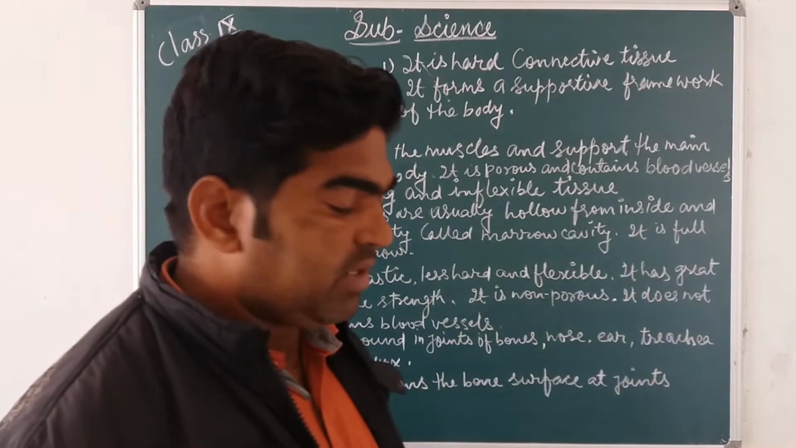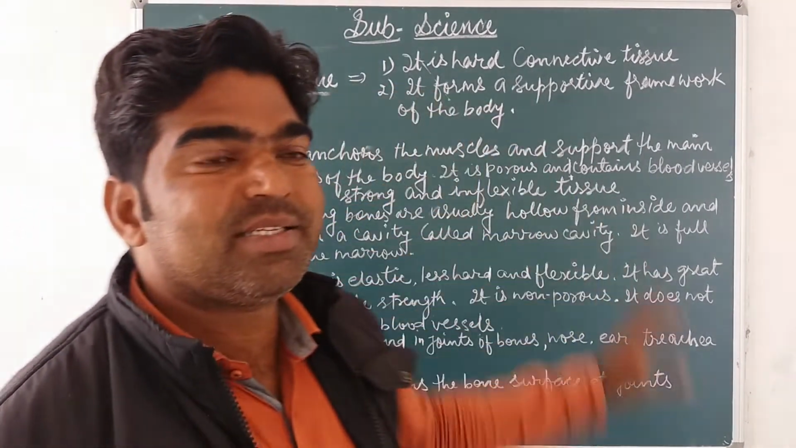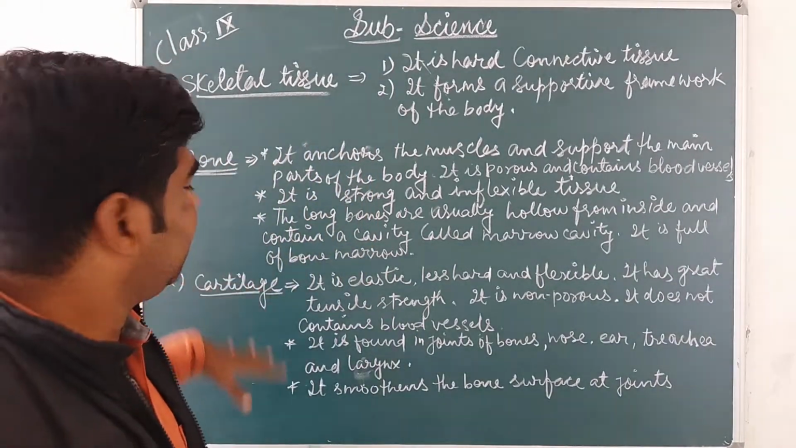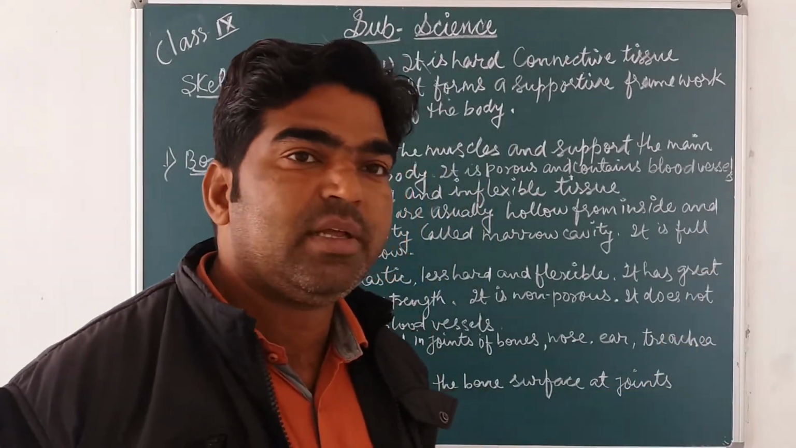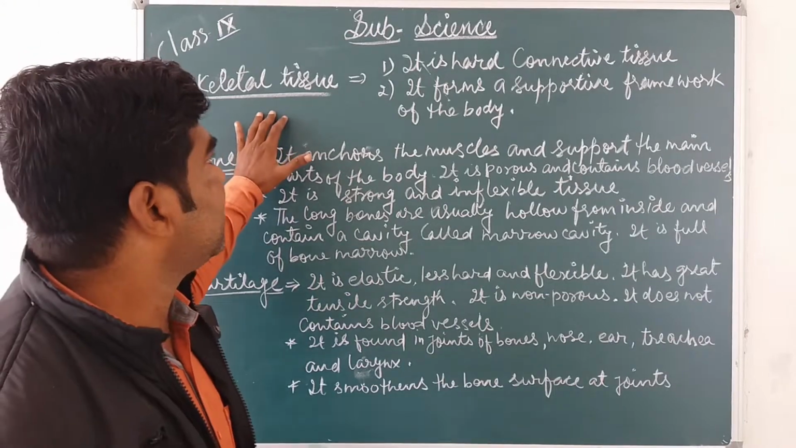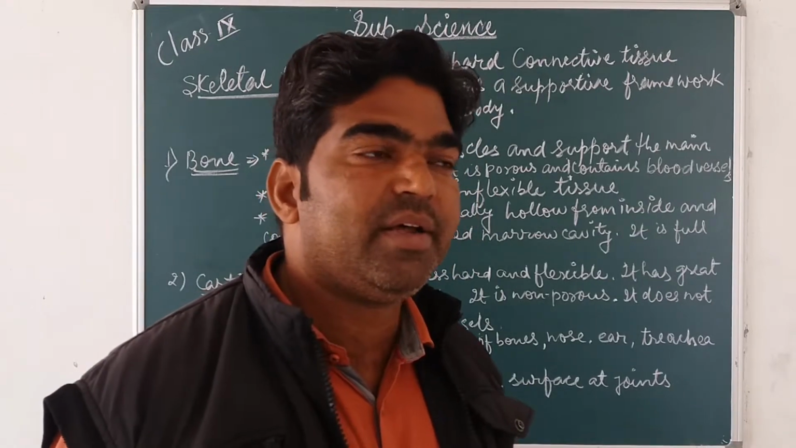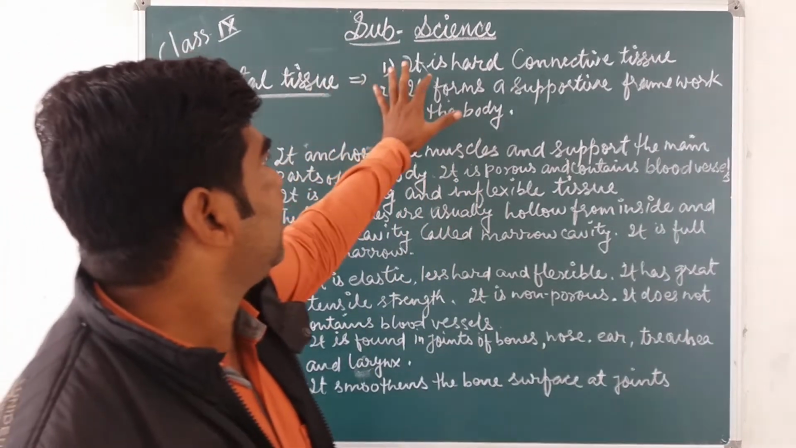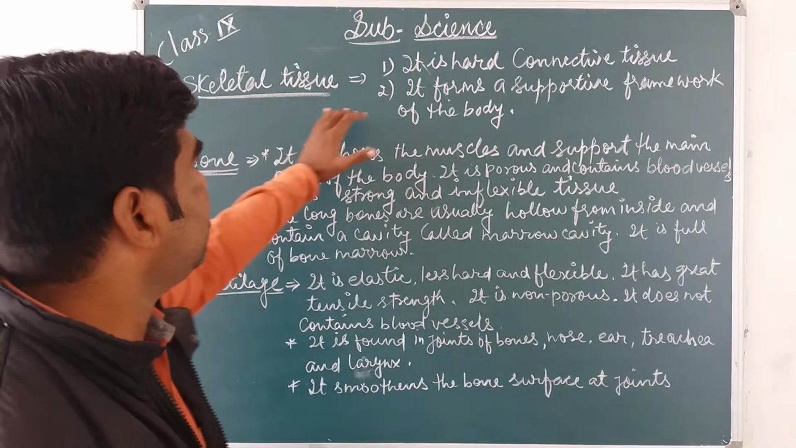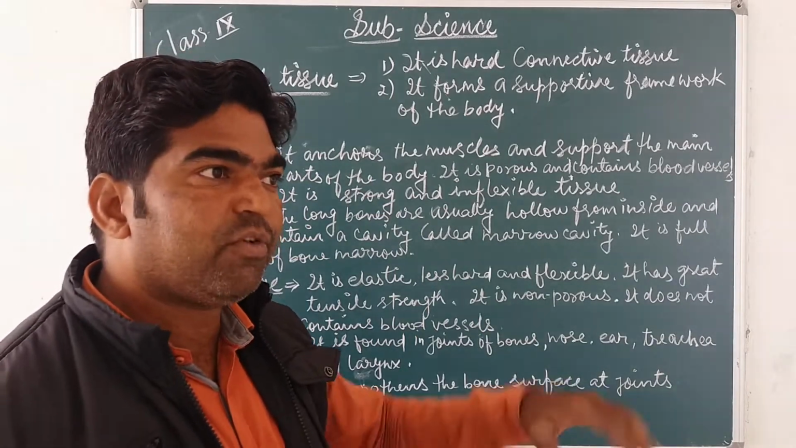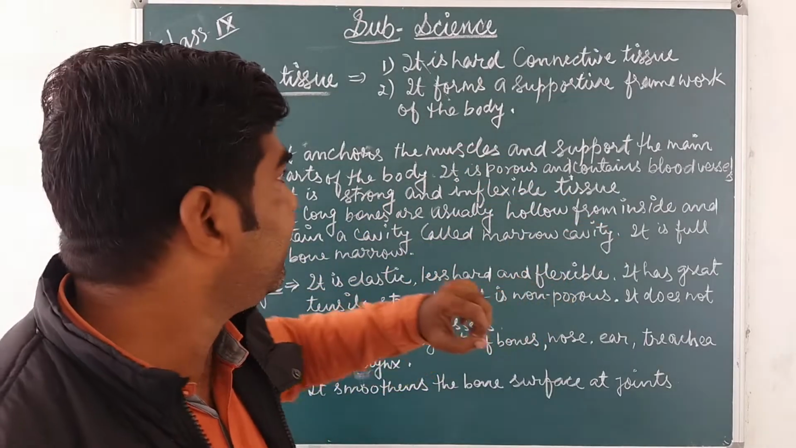So now, dear students, next we are going to discuss the skeletal tissues. Skeletal tissues are divided into different types like bones, cartilage, tendons, and ligaments. We will discuss these one by one. Skeletal tissue is hard, tough and rigid, so it is a hard connective tissue. Before, we discussed the liquid connective tissue, but this is the solid, hard and tough connective tissue.